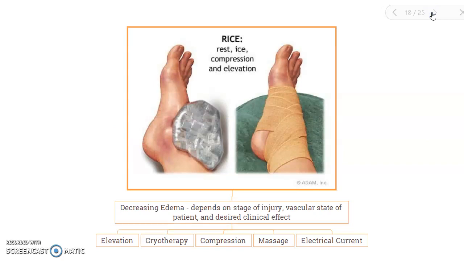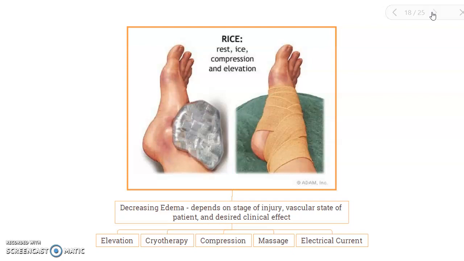So here we have an example of how to decrease edema. Edema is something that can limit the range of motion, and edema is the accumulation of excessive fluid in intercellular spaces, and it's usually the natural result of trauma. If it persists over time, it can cause fibrosis and thickening of tissues and can limit a person's ability to engage in purposeful activity.